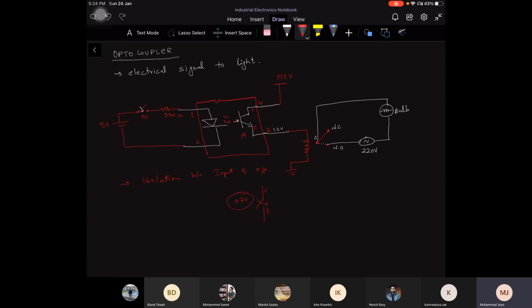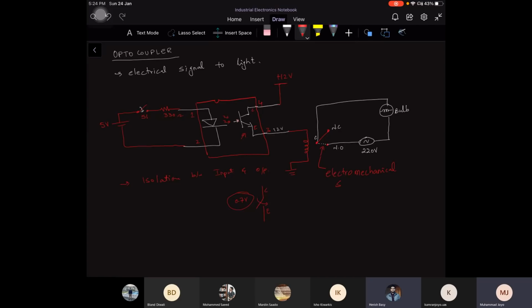As I told you, optocouplers can run on high frequencies because we are dealing with transistors, and they can switch at high frequencies. So we can use them to control the speed of the motor. But when we are talking about relays, this switch is basically an electromechanical switch. Let me write it: electromechanical switch.